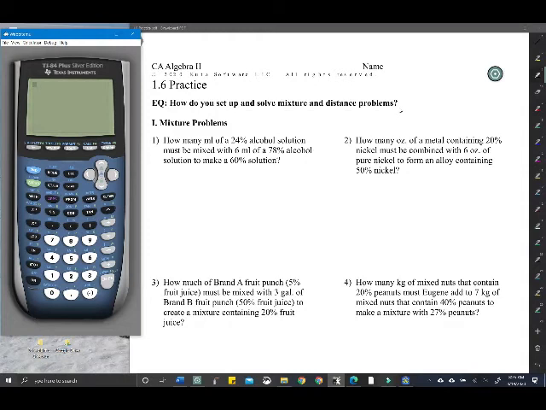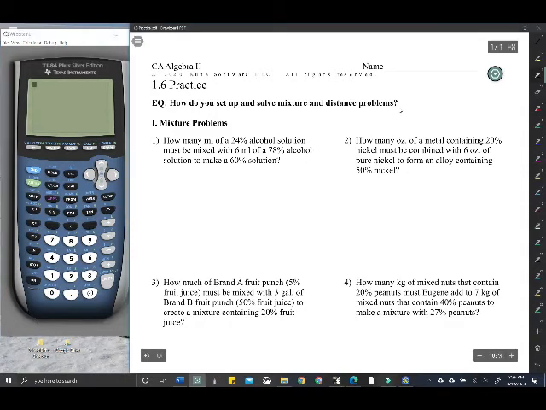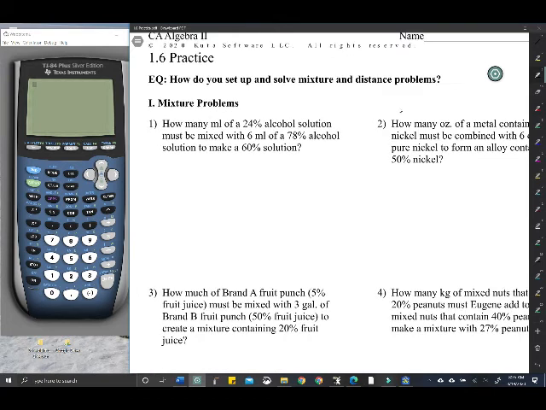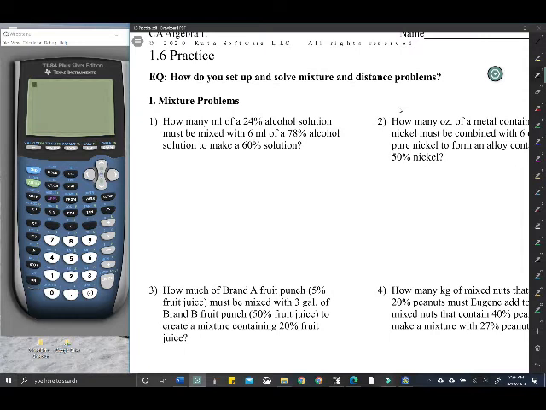To 1.6 practice. As I said, word problems can be a little more challenging, so I will help you out with some of these practice problems if you need it. If you want to take on the challenge, of course, you should try these first. Try, and then seek out help afterwards. All right, so mixture problems. How many milliliters of 24% alcohol solution must be mixed with 6 milliliters of 78% alcohol solution to make 60%?